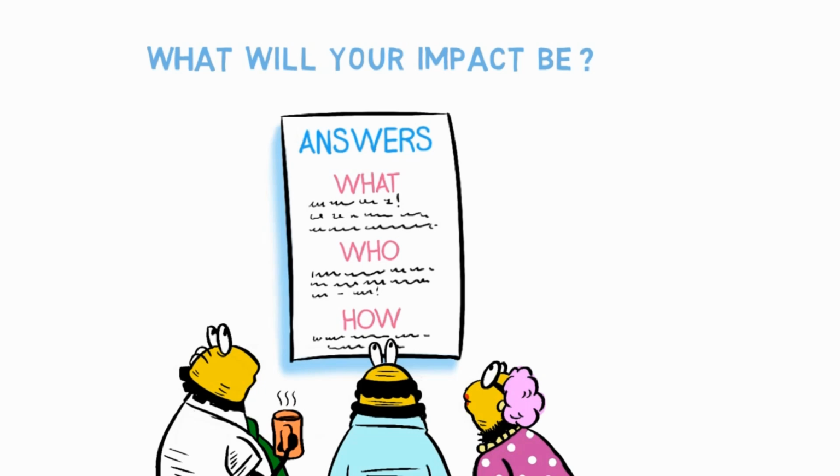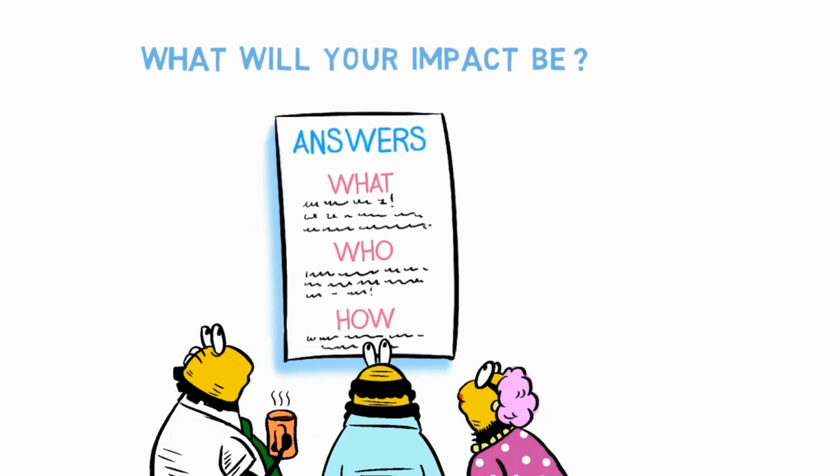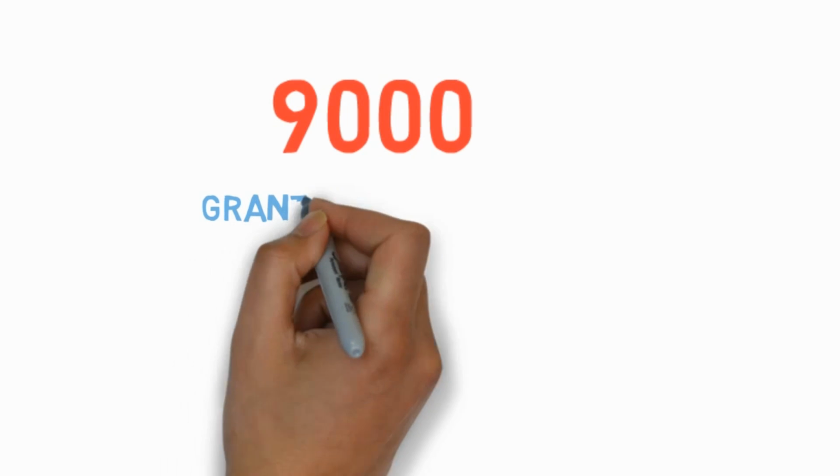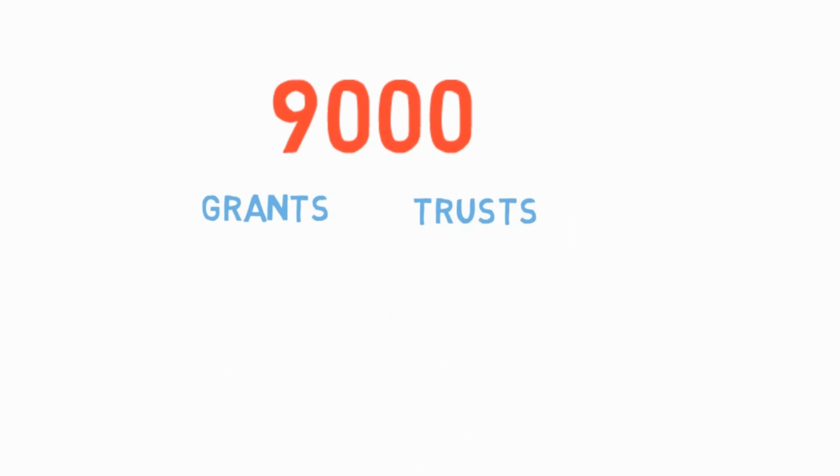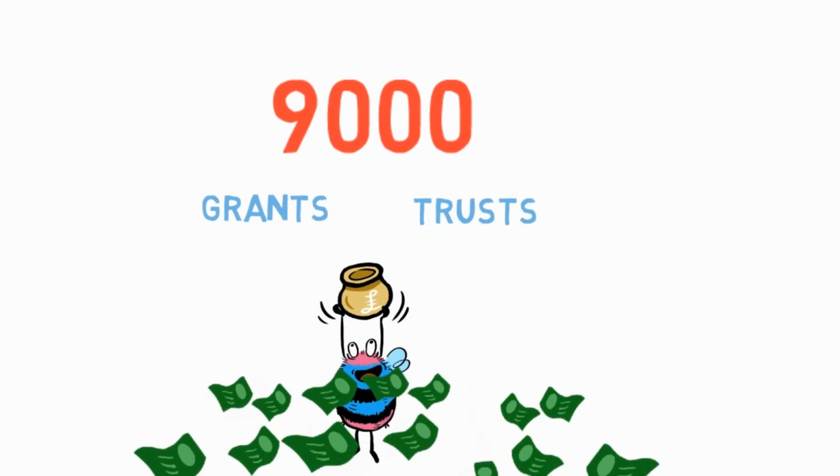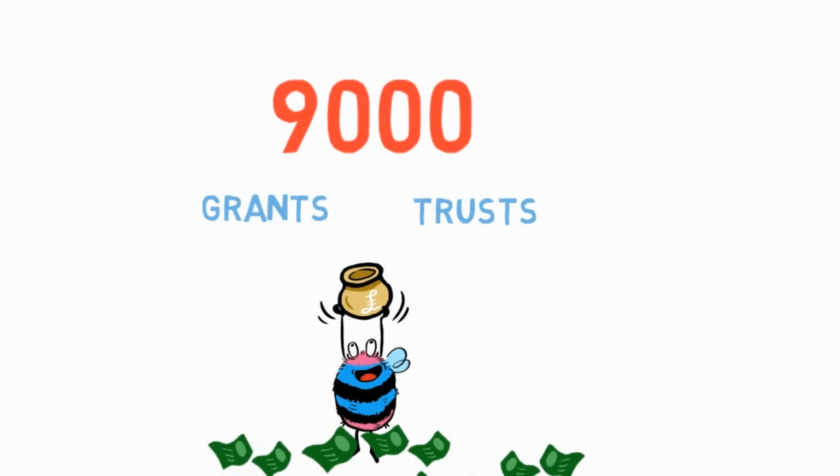Once you have this foundation in place, you can start applying for funding from the many existing types of funding streams. There are over 9,000 grants and trusts you can apply to, such as the Big Lottery Fund, which alone provides millions in charitable funding every year.